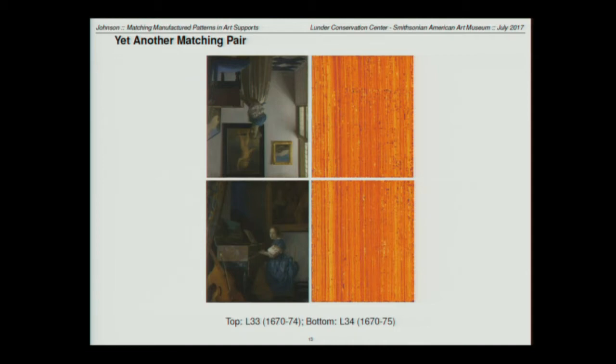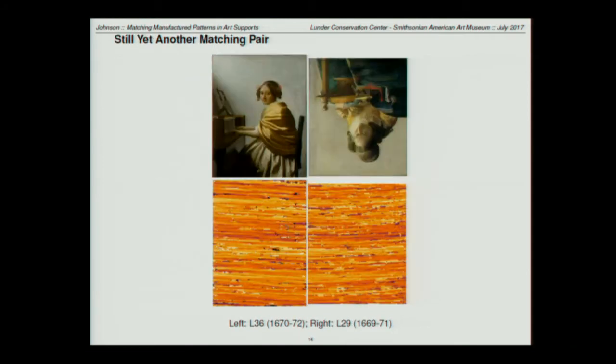You can read his paper. There's a lot more to say. And this is the one that actually got us started. This one's a little harder to see that it matches, but you can see many of the details are matching.